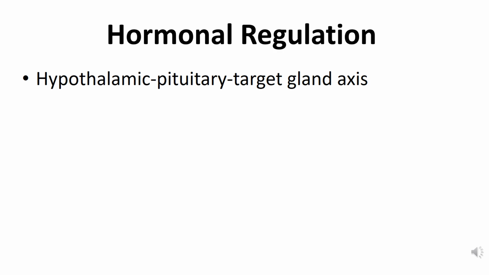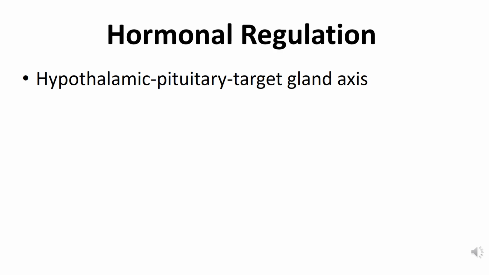The pituitary is often called the master gland of the endocrine system. The pituitary then releases stimulating hormones into the bloodstream. These hormones target specific endocrine glands in the body. That's why this system is called a target gland axis.